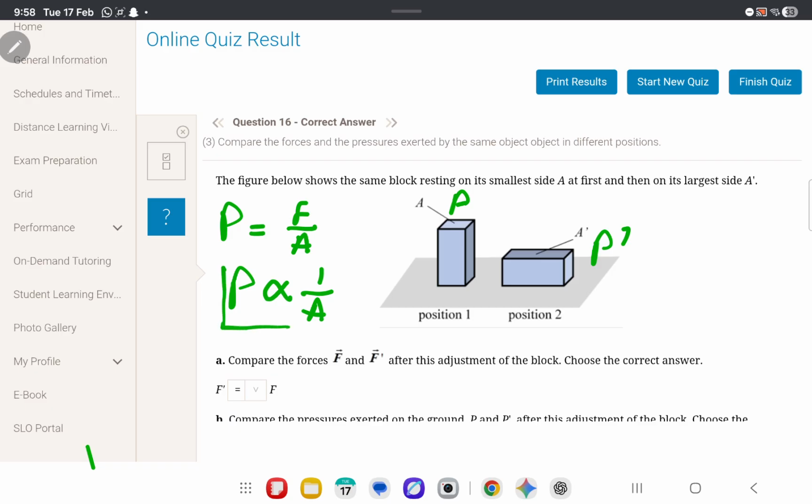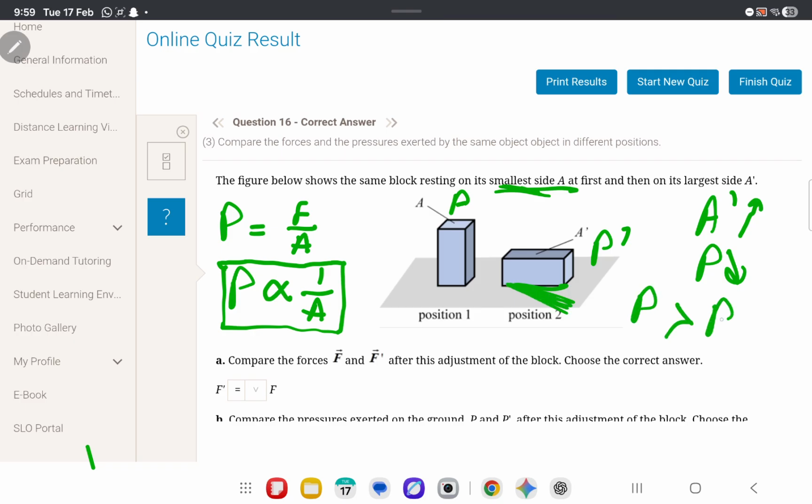That's true. Now, here, my area is this. It's a square, kind of, right? It's a very small square. It's the smallest side, so my area is going to be the smallest possible, which means my pressure is going to be the largest possible. Now, that's for A. For A prime, it's its largest side, but we know pressure is inversely proportional, so pressure will decrease at A prime. So the original pressure is greater than the new pressure, which is what we have.